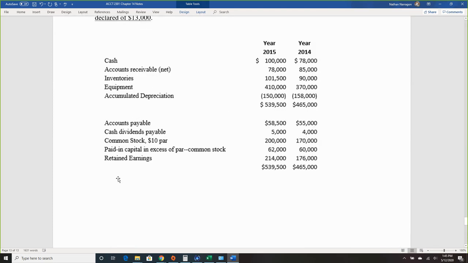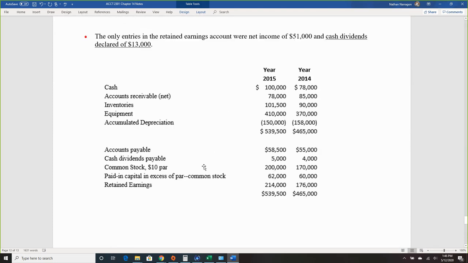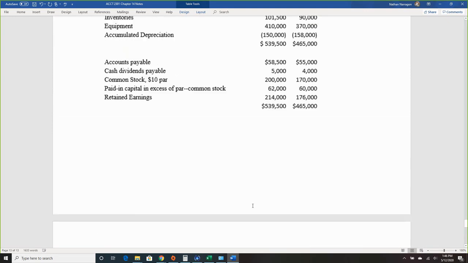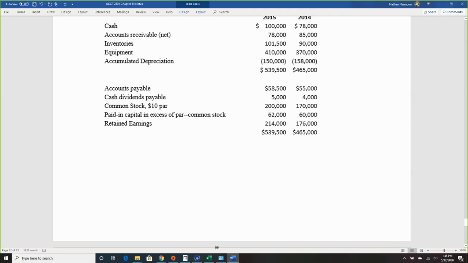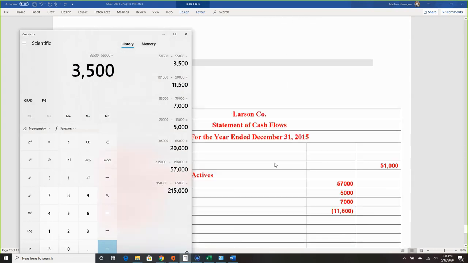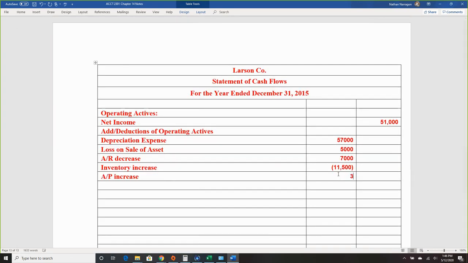Next, we look at our current liability, which is only accounts payable. This actually increased. So we would add it back because of an increase. So 58,500 minus 55,000. It's an increase of 3,500. Alright.